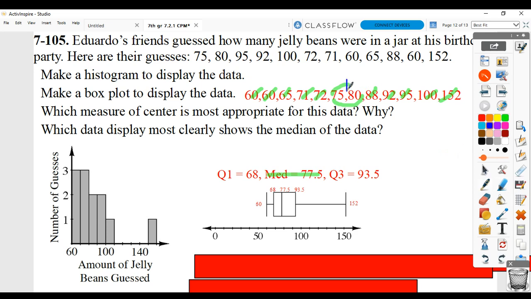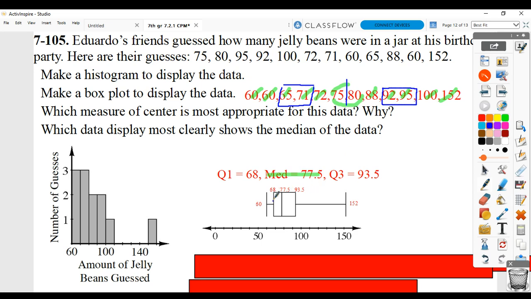Then we look at the median of this half of the data and the median of this half of the data. The median of the first half is 68. That's halfway between 65 and 71. The median of the second half is 93.5, halfway between these two values.